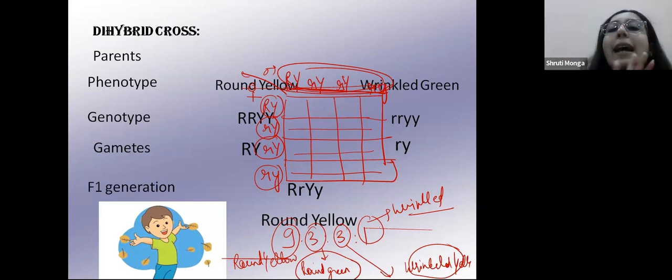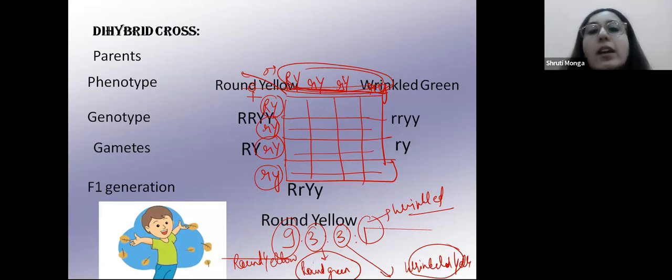Round was not entirely dependent on yellow every time, because we got to see that round went with green also and formed a round green seed. So round was not entirely dependent on yellow, because we got to see a new combination, a new type of seed also. Round made a new friend, green. So this is the law of independent assortment.